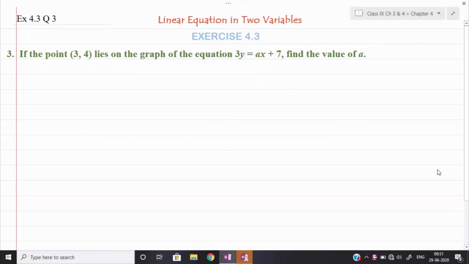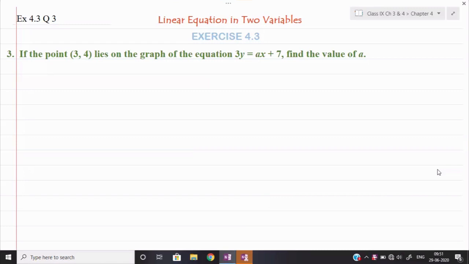Today we are going to start exercise 4.3, question number 3. What we have done so far, we shall quickly revise. In the last class we saw that if we are given a linear equation, then how we can plot it onto the graph paper. For that, first of all we found the solution of the linear equation and then we plotted the linear equation onto the graph paper. Such similar questions in the form of application will be coming at the end of the exercise. Now let us see question number 3 first.